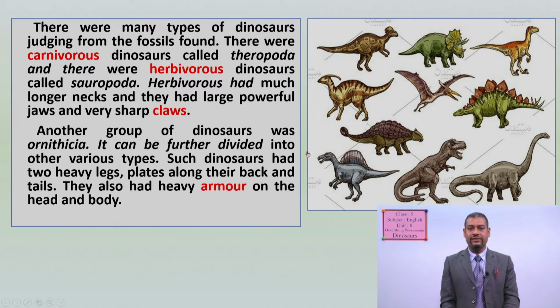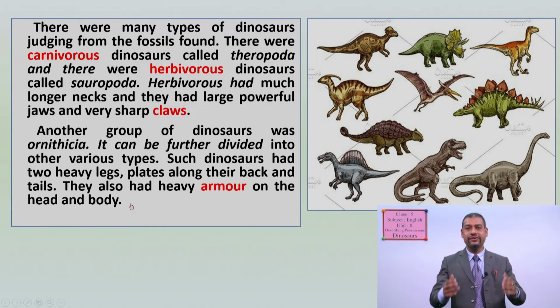Another group of dinosaurs was Ornithischia. It can be further divided into other various types. Such dinosaurs had two heavy legs, plates along their back and tails. They also had heavy armor on the head and body.